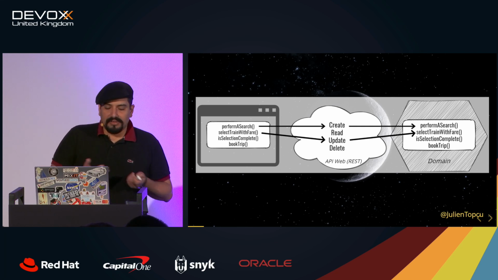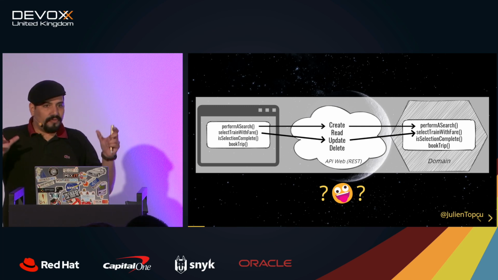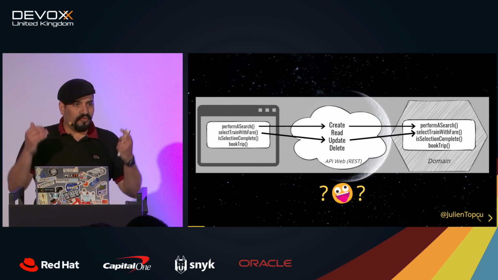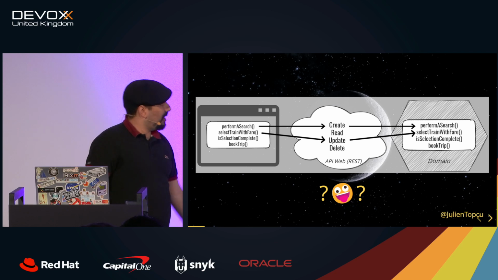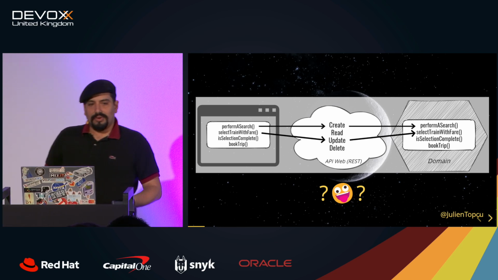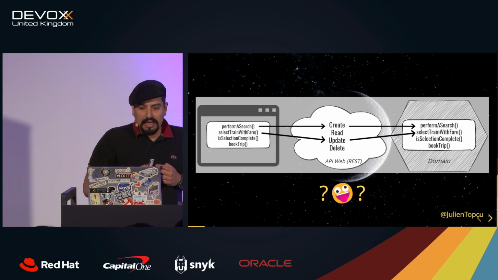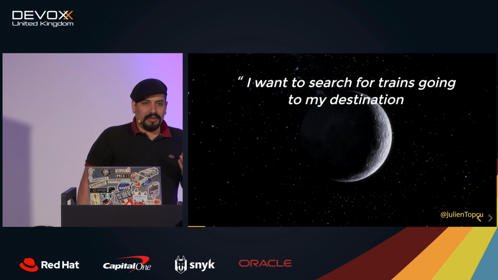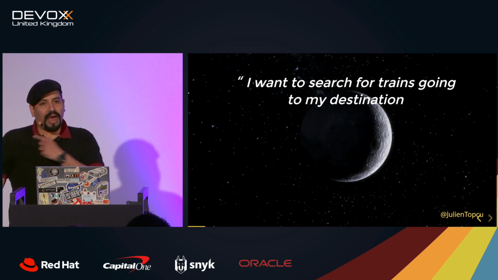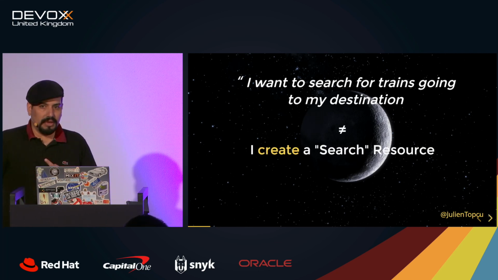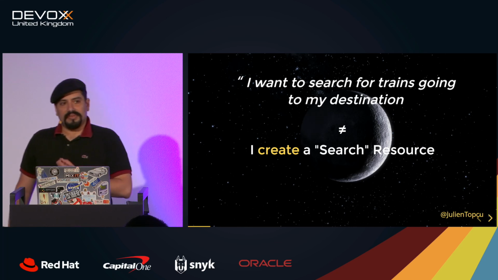And here we can ask ourselves why we are doing that, because we have the English natural language for the features, but we have to translate everything to make sure that this kindergartner child in between can understand what's going on, because he knows only 4 verbs. And the thing is also that the user wants to search for train going to his destination. He never asks you to create a search resource. We are doing that because this is the paradigm of REST, using CRUD on resources.